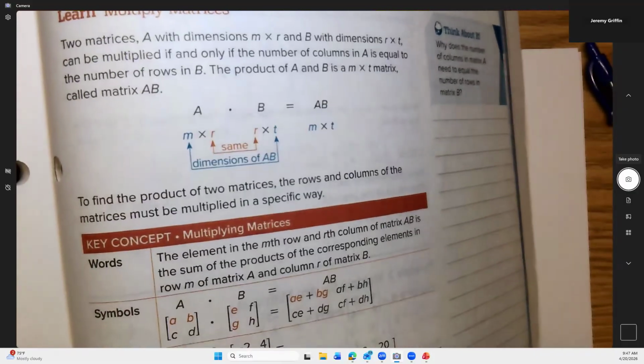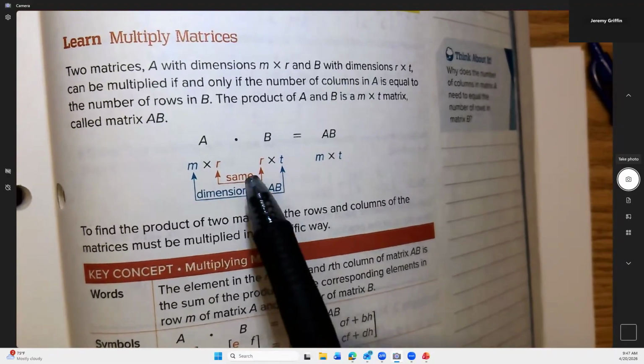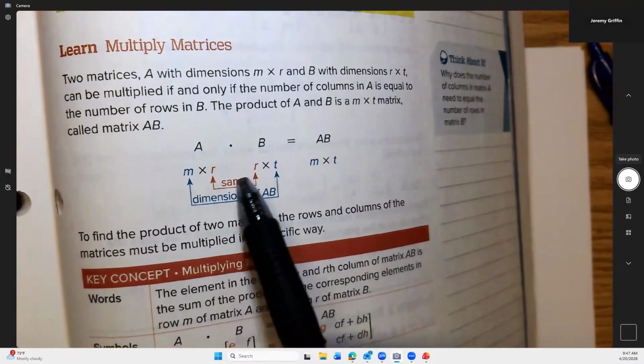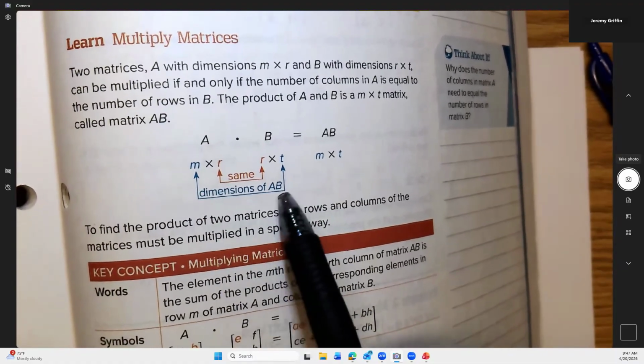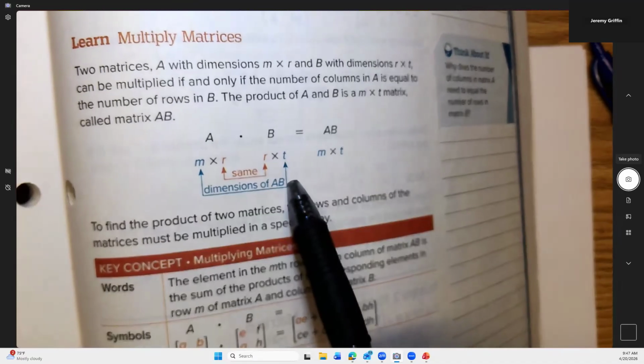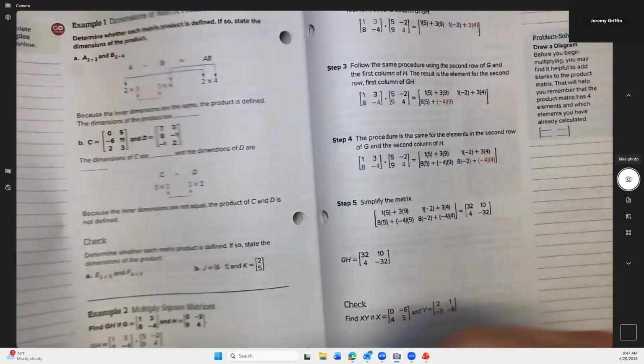So can you multiply a 2 by 2 and a 2 by 2? Yeah. Can you multiply a 4 by 1 and a 1 by 4? Yes, because these fours would match. And then these outside numbers represent the dimensions of the product of those two matrices. As we do more examples, that'll make more sense. You'll see that.